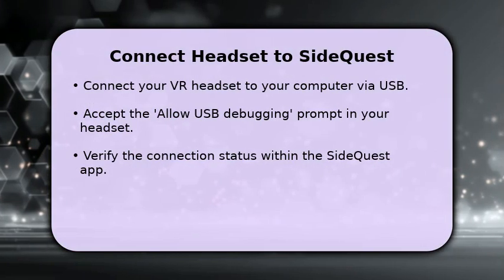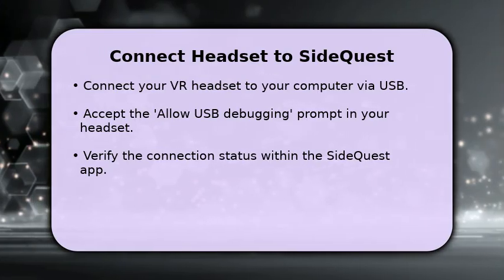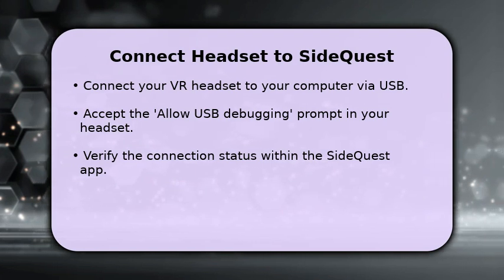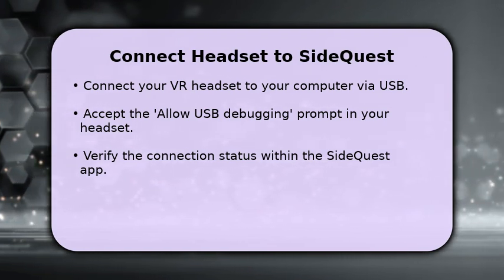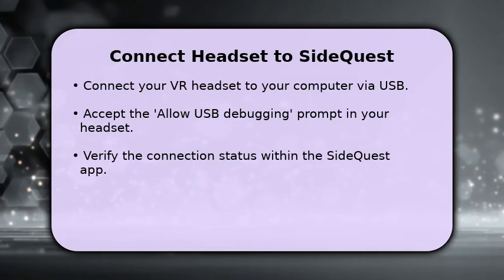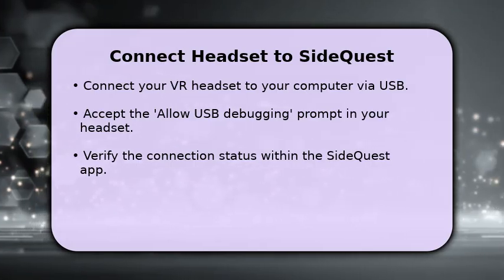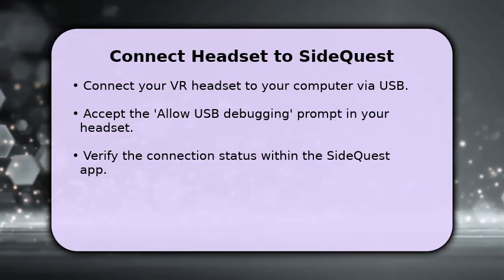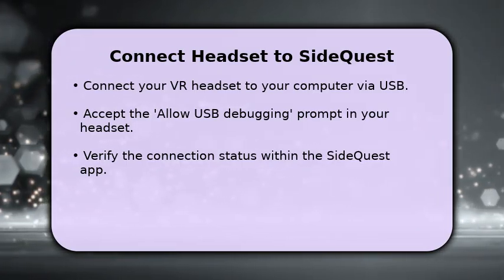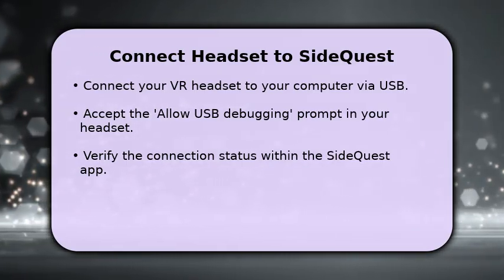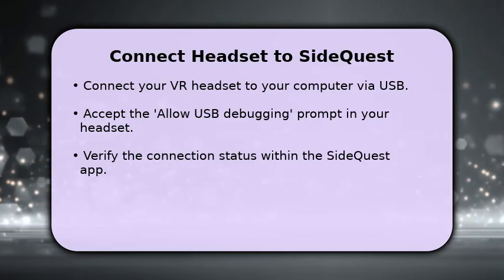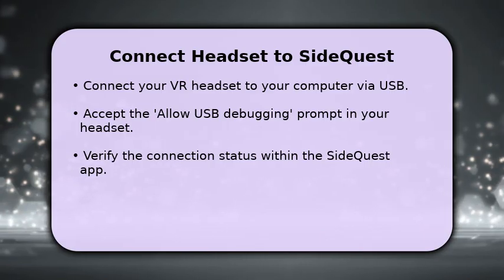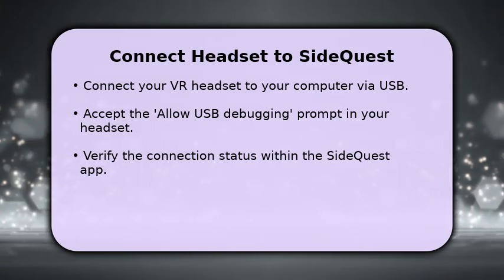With SideQuest installed, it's time to connect your headset. Use a USB cable to link your VR headset to your computer. Inside your headset, you'll see a prompt asking to allow USB debugging. Be sure to accept this. Once connected, the SideQuest application on your computer should indicate that your headset is recognized. You are now ready to explore the vast library of games and applications available through SideQuest. Enjoy your expanded VR experience.